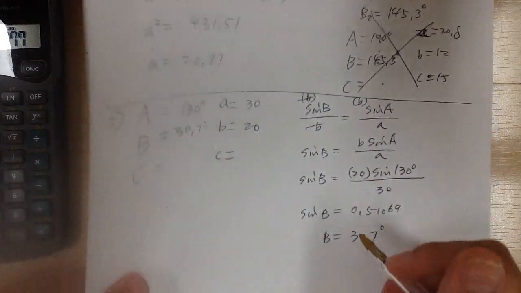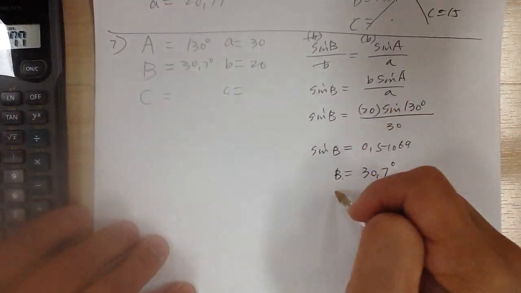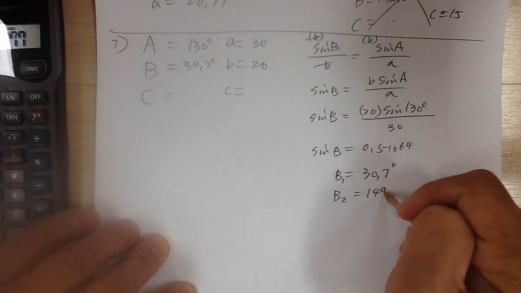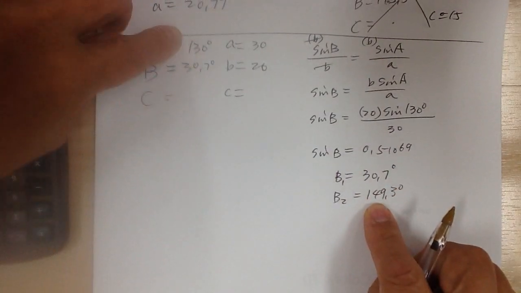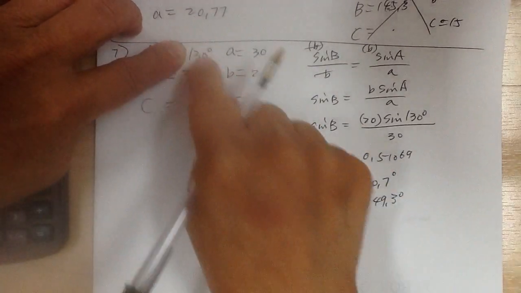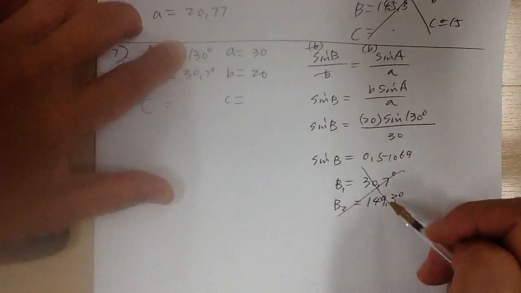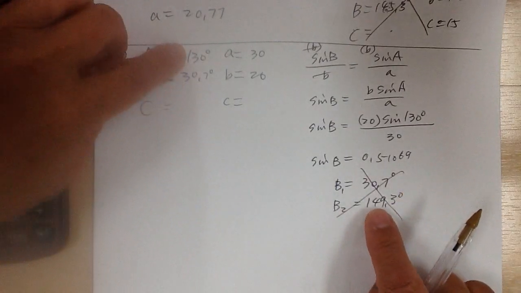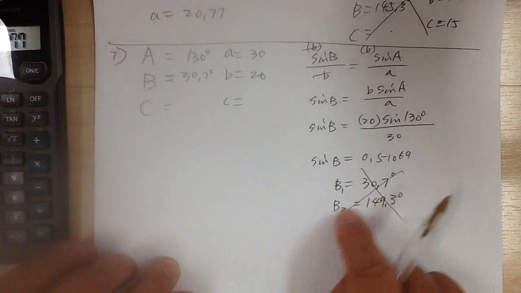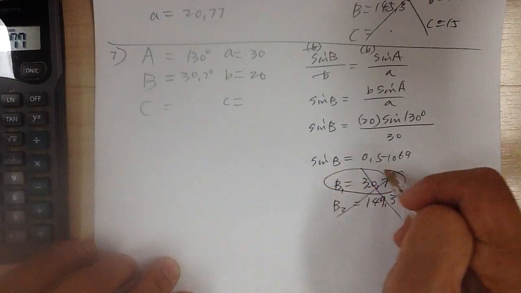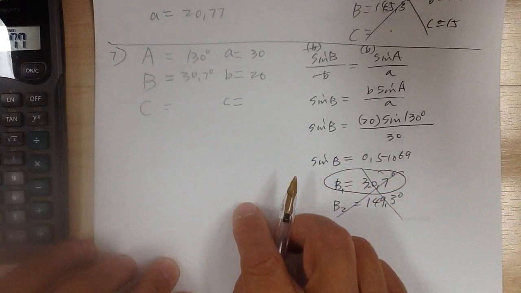Now you don't have to try B2, okay, because B2 is not going to work. Because B2 would be equal to 149.3 degrees, and this is already 130, and this is 149. Then it's going to be more than 180. So right away you know that this is no good. Okay, again, three angles have to equal 180, and so this is over 180 already. So that's how you know that B2 is no good. So all you have is B1. Okay, so the only one that is good is B1.